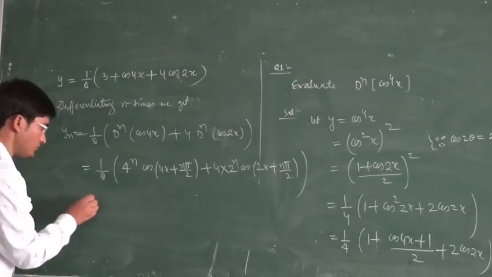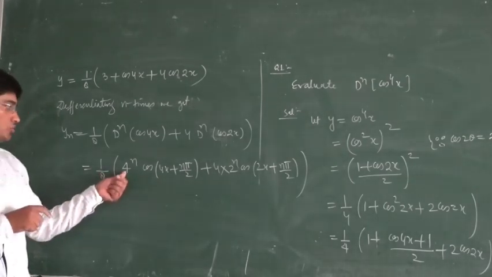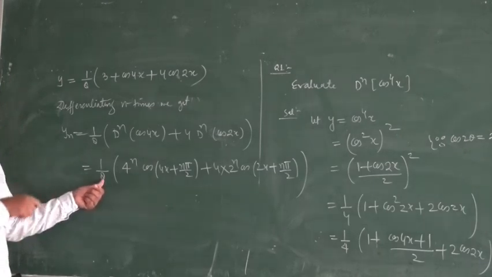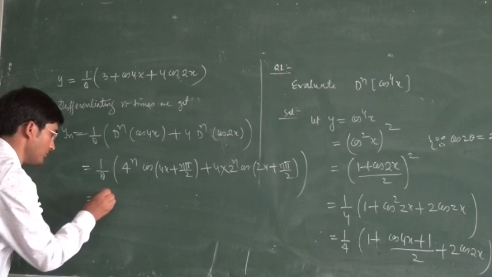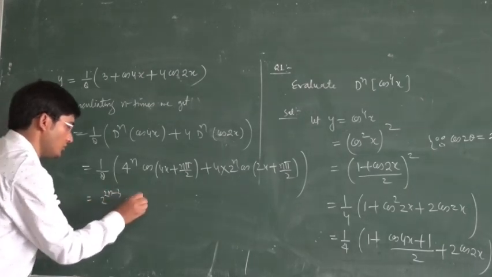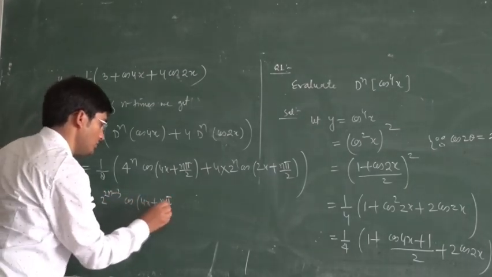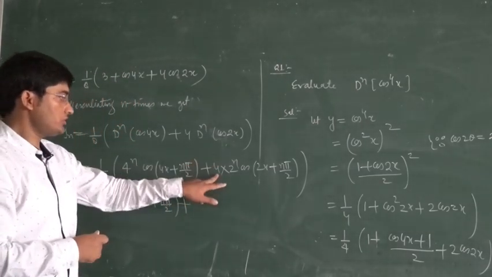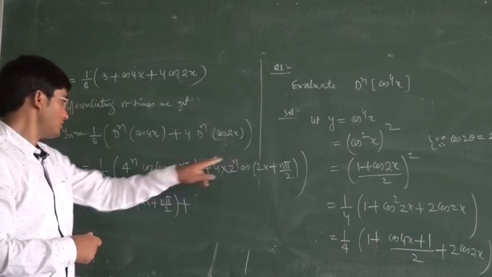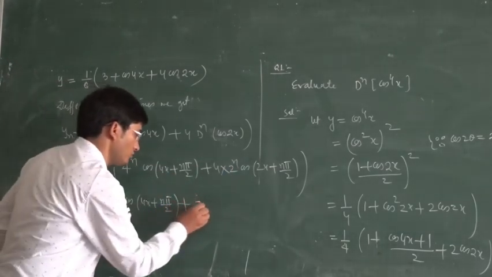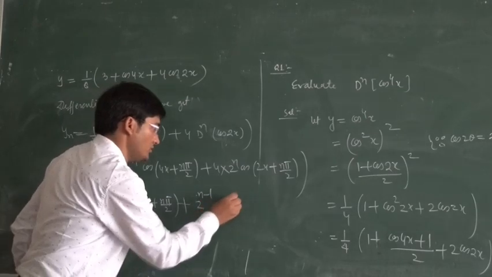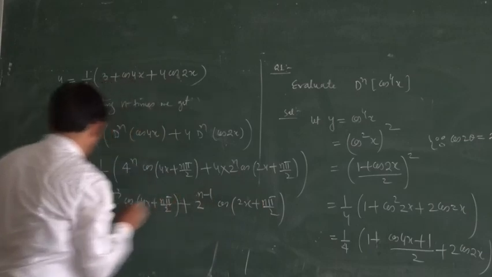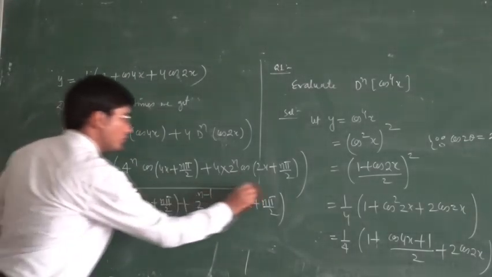If you want to simplify this one, then you can write it as 2 power 2n minus this 8, and 8 can be written as 2 power 3. So this will be your 2 power 2n minus 3 into cos 4x plus n pi by 2, and then here this is your 2 power 2. So this will be your 2 power n plus 2 minus 3, so we will have 2 power n minus 1 cos 2x plus n pi by 2. So this is your answer. That means nth derivative of cos power 4x.